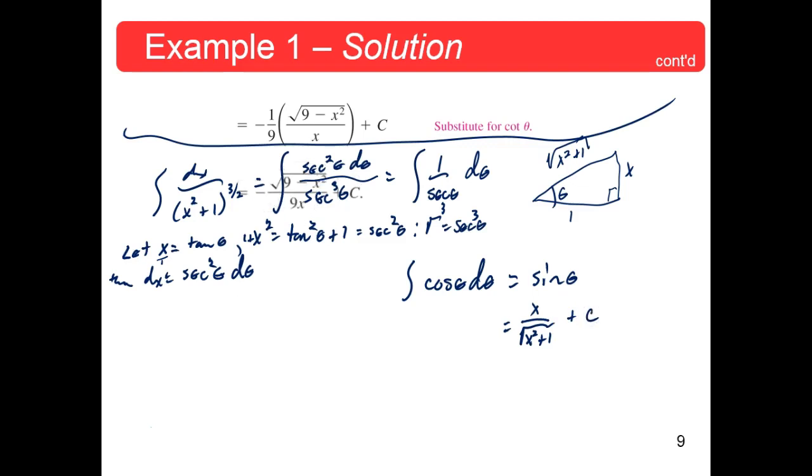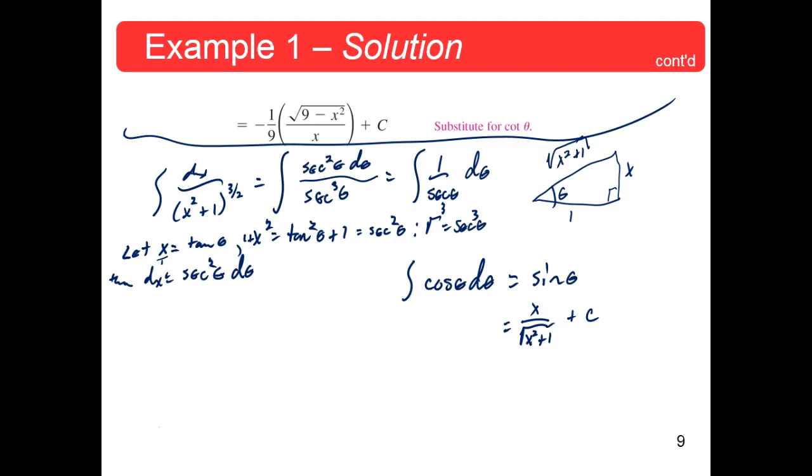So you could have done the plus c earlier. That would have been okay. But I usually like to wait till the end to do it. But just don't forget to do it. See how that works? That's why the little triangle is pretty helpful, so you don't have to go back and say, okay, now what would be sine theta in terms of x's here?